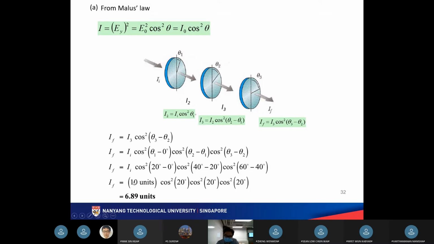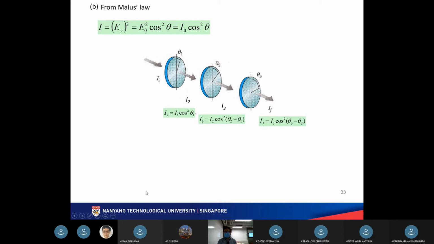So my final IF equals 10 units, which is I, the original incidence, times cosine 20 degrees squared, three times. I get 6.89 units. Then I do part B. Part B is just theta 1, theta 2, and theta 3 put in a different way. So theta 1 equals 0, so I times cosine of 0 squared. This is 30 minus 0, 30. 60 minus 30, also 30. So I get 5.63 units.